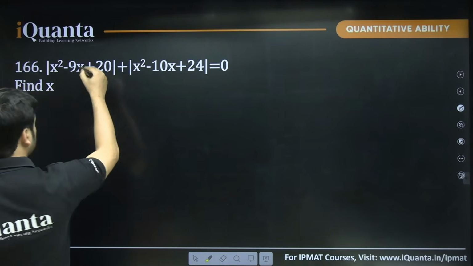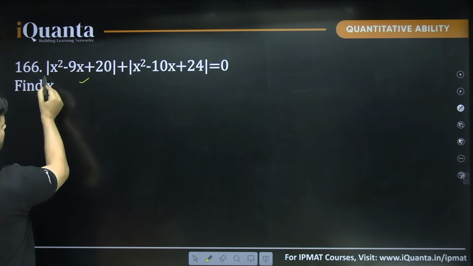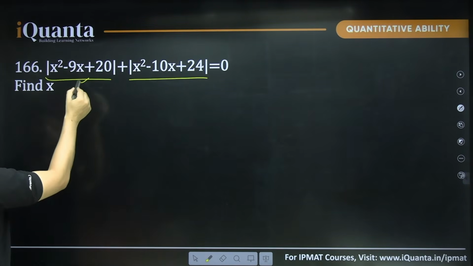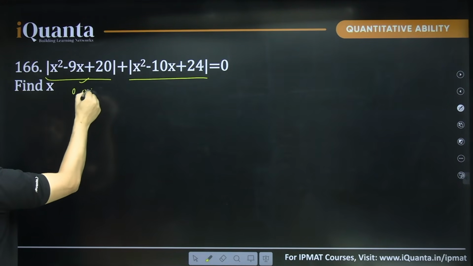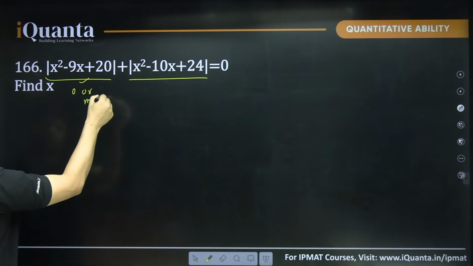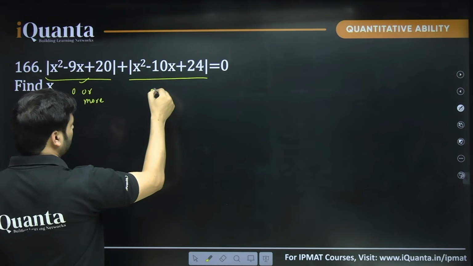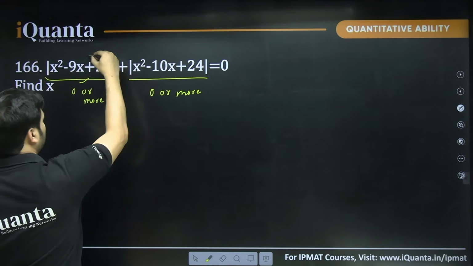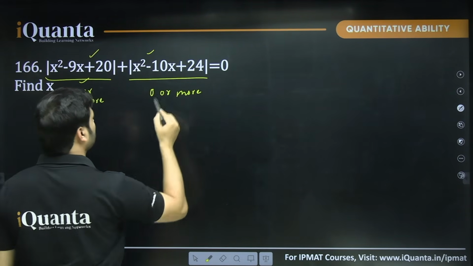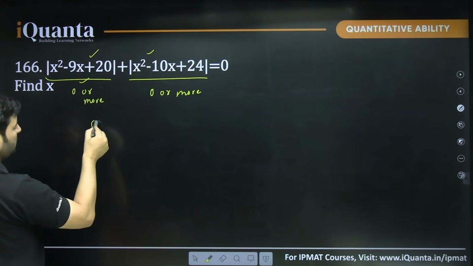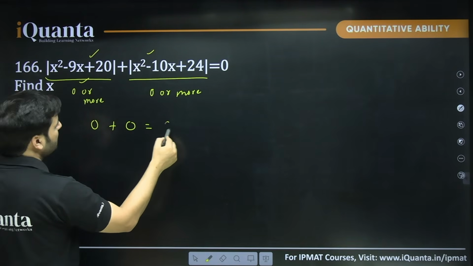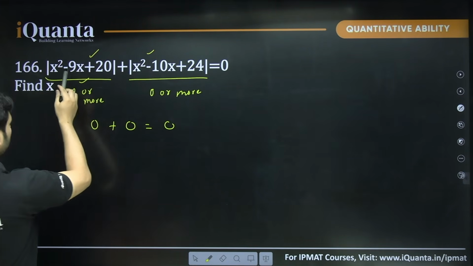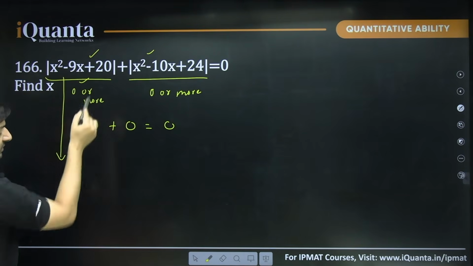This is a modulus term. This first term is completely a modulus term, and this second is a modulus term. So obviously the value of this will be 0 or more. The value of any modulus term is 0 or more, right? For this also the value will be 0 or more. We want the sum of these moduli to be equal to 0. When can the sum be equal to 0? When both are 0. So we are looking for that value of x at which this becomes 0 and this also becomes 0. Let's find out the roots of this, because then only it will become 0.